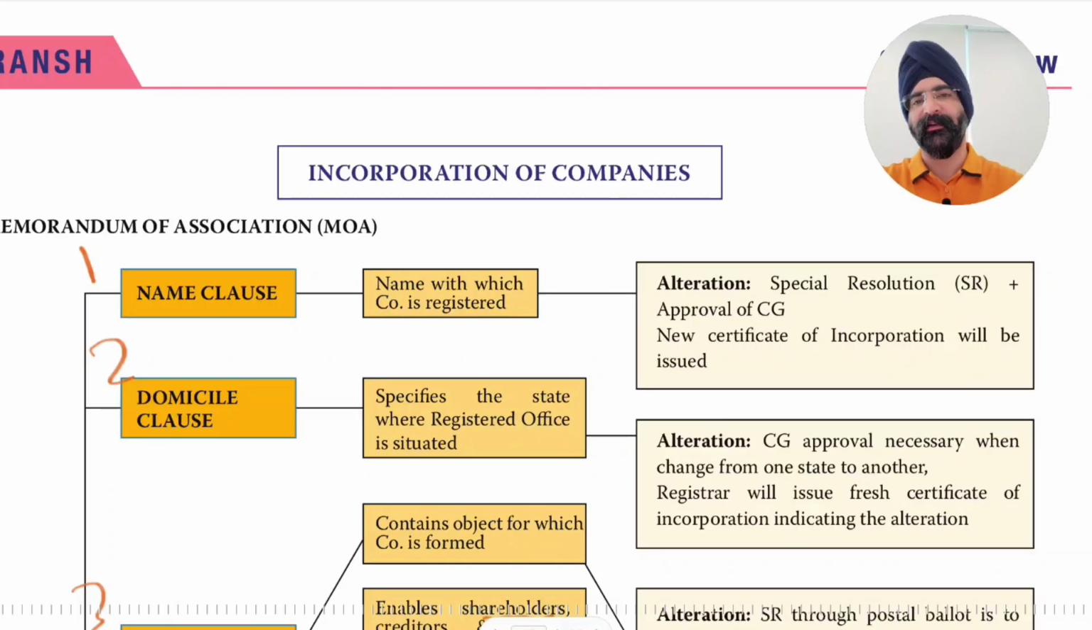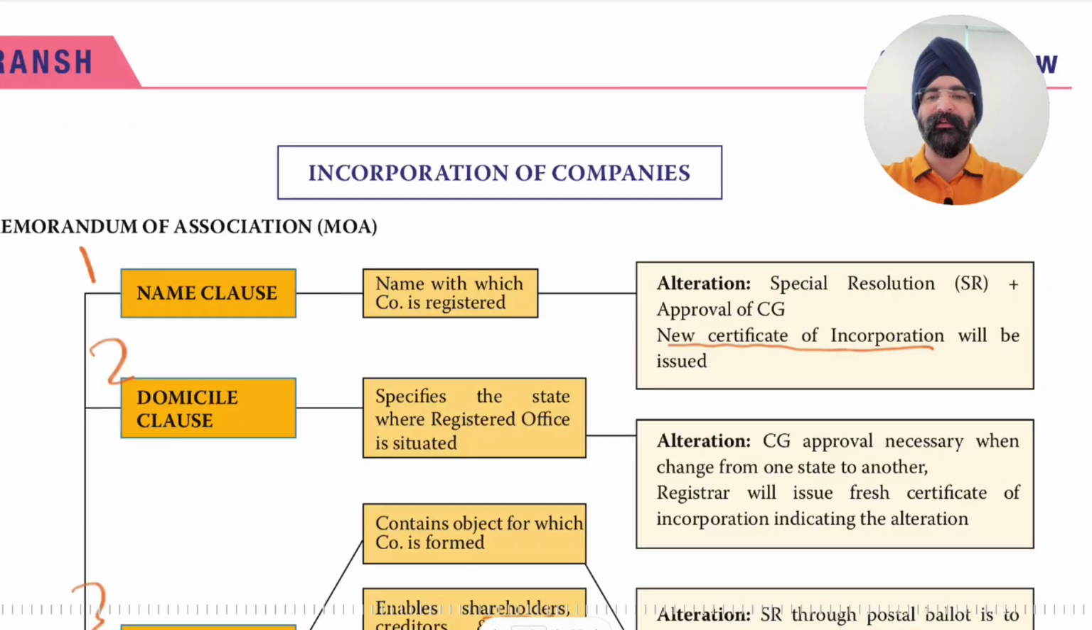Central government can delegate authority to ROC or maybe regional director or anybody else, or it can directly take up to approve. So we require special resolution plus approval of central government. Then a new certificate of incorporation will be issued.